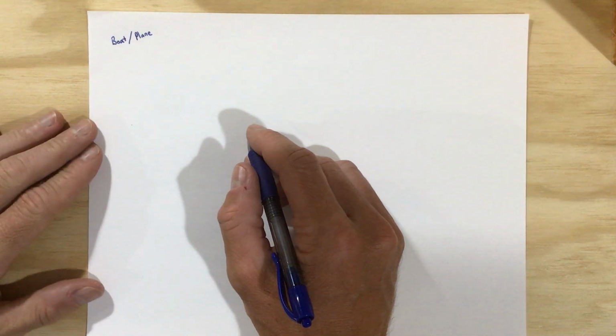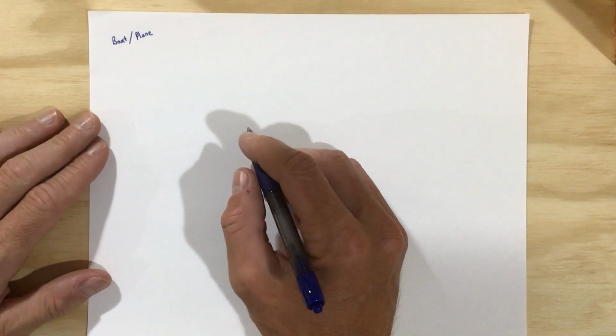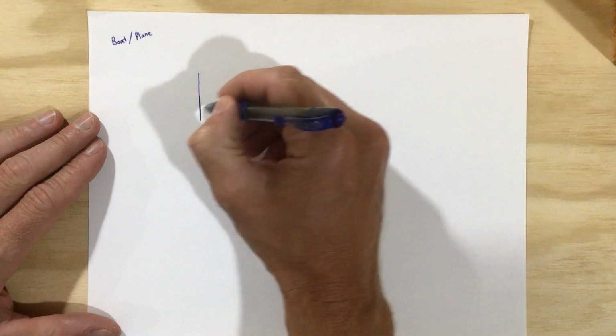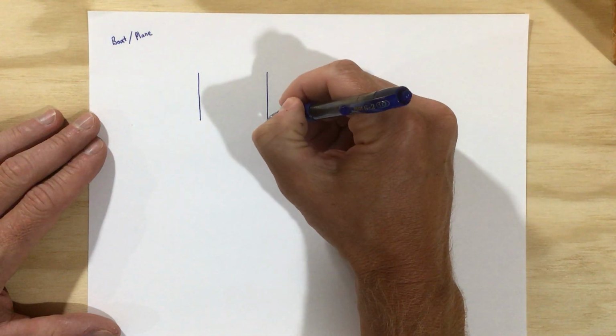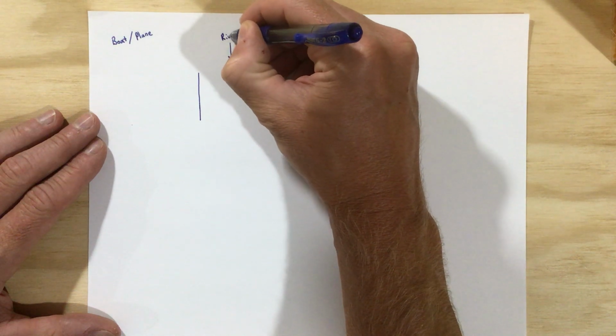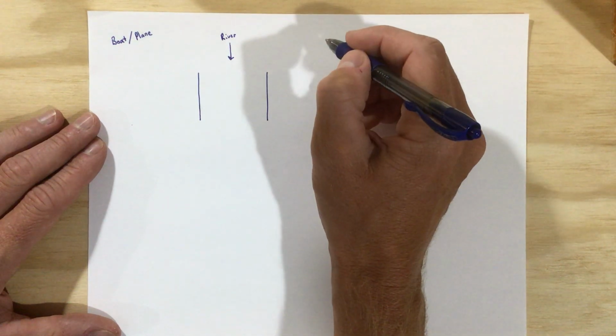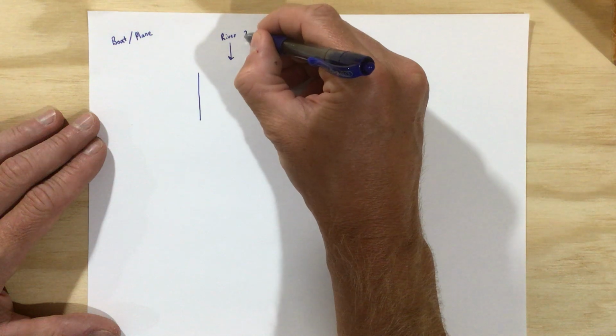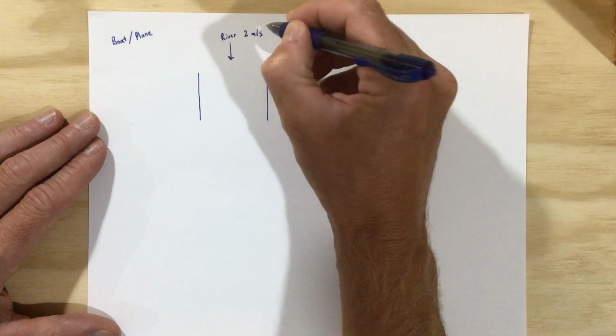All right, let's do a boat and plane example. So let's go ahead and make the river. The river is flowing down. And again, none of the numbers actually matter, right? So we can make the river flow down at 2 meters per second.